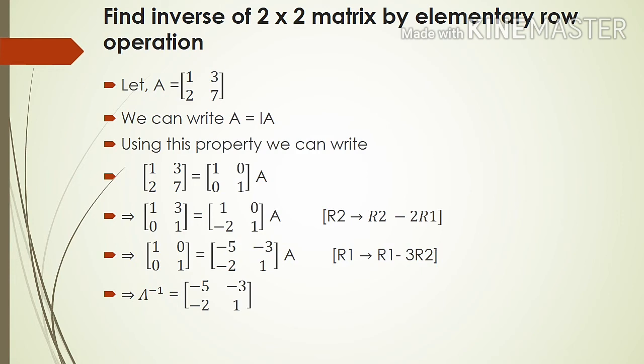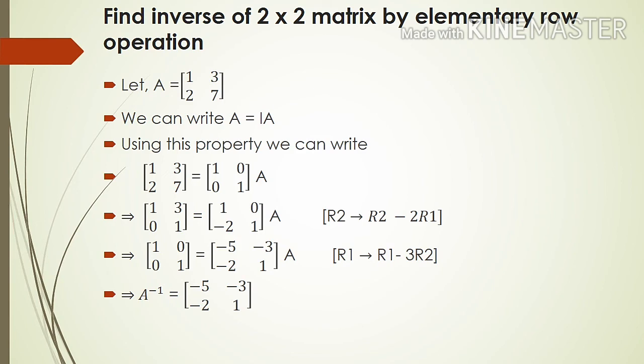First we have to get the first row first element as 1. It is already there, so no need to do anything for that element. Now come to the second row first element. It is 2 there, so our aim is to make it 0. For that we can change row 2 as row 2 minus 2 into R1. What is there in row 2? 2 minus 2 into row 1's 1, that is 2 minus 2, becomes 0. The same operation for the second row second element: 7 minus 3 into 2, that is 1. The same operation for the right hand side also: 0 minus 2 into 1, it is minus 2. 1 minus 2 into 0, it is 1 only.